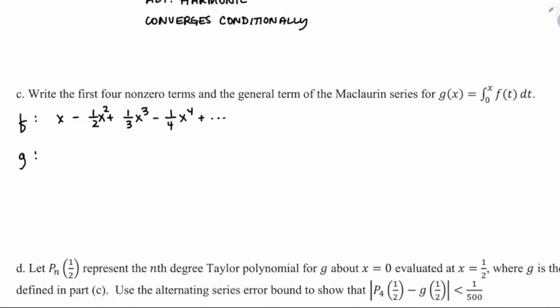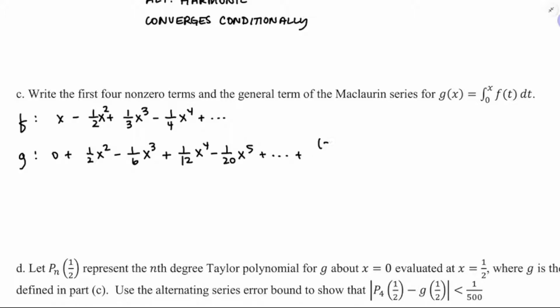I'm just going to anti-differentiate piece by piece, and there's going to be a 0 in front, because that's the value of c. 1/2 x squared minus 1 over 6 x cubed plus 1 over 12 x to the 4 minus 1 over 20 x to the 5. And these are not factorial numbers, right? They're kind of related, but they're not. So what I would say, okay, first 4 non-zero terms, there we go, and the general term.